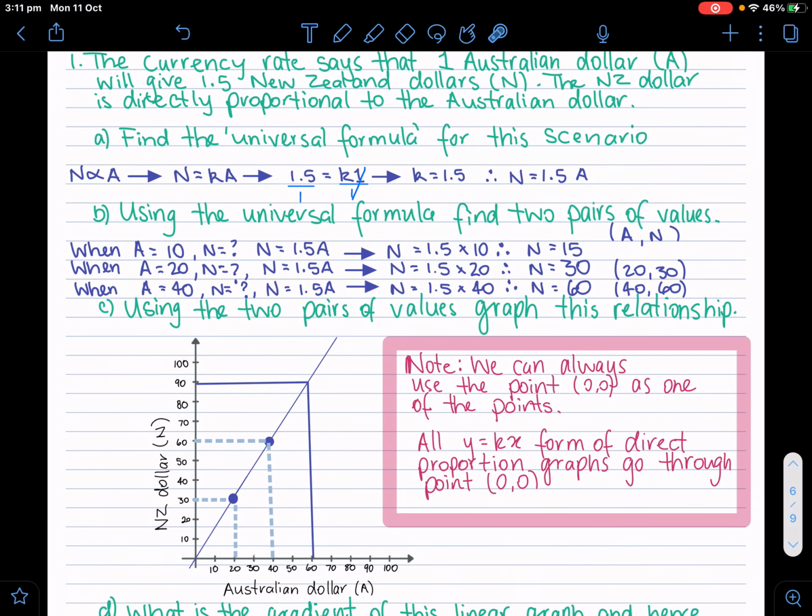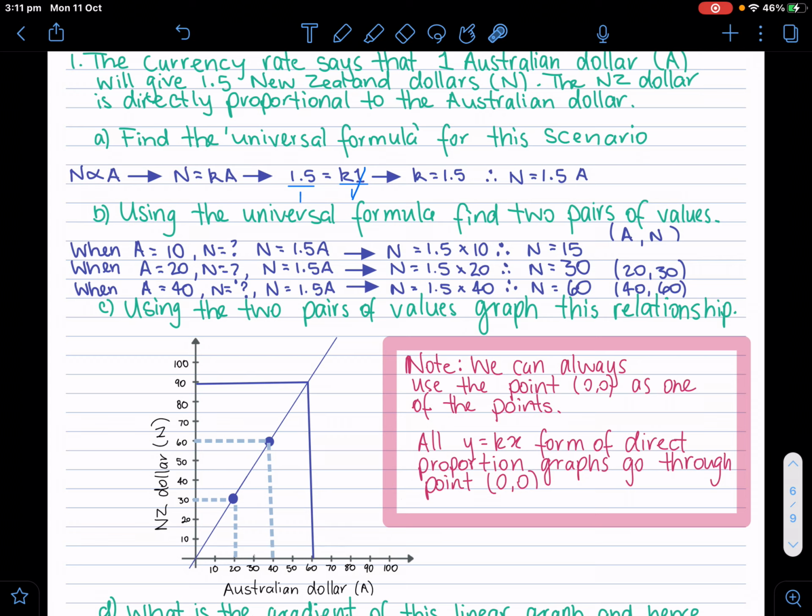Now, the next part of the question says, using the universal formula, find two pairs of values, meaning two pairs of Australian dollar with its corroborating New Zealand dollar, or XY coordinate. In this case, X is my Australian dollar and Y is my New Zealand dollar. Now, I can put any A value in to find its matching N value. But I want to find values that will give me exact numbers that I can graph.